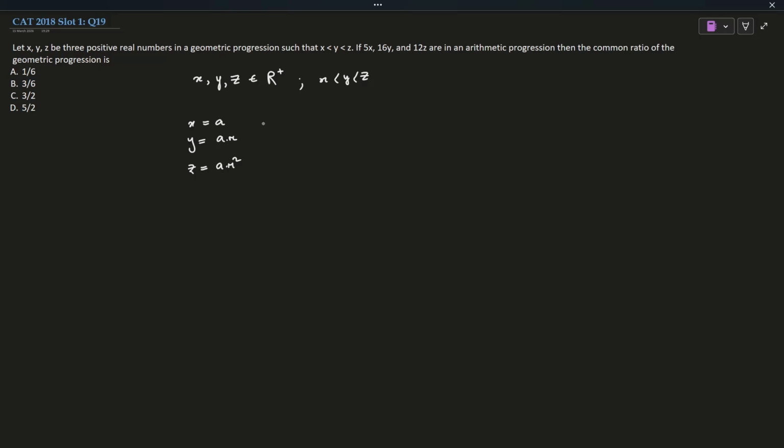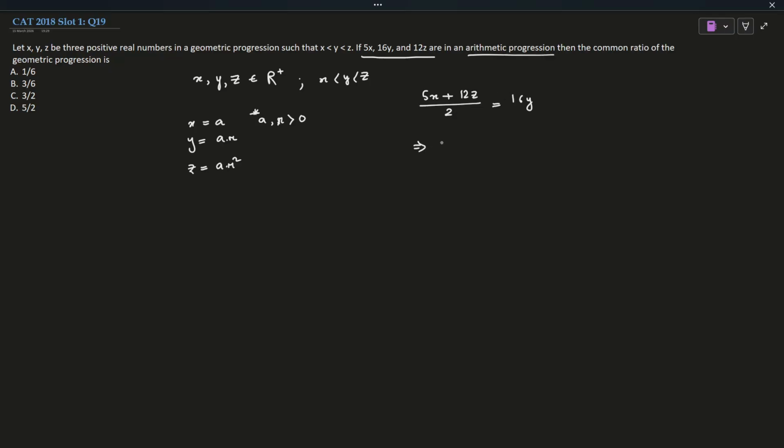Please remember x, y, z are positive real numbers. That means a and r both are greater than 0. Please remember guys, a must be greater than 0, r must be greater than 0, because x, y, z are positive real numbers and these are in AP. That means the middle term is the arithmetic mean. So I can say 5x plus 12z by 2 is equal to 16y, arithmetic mean. They are in arithmetic progression, so the middle term will be the arithmetic mean, right?